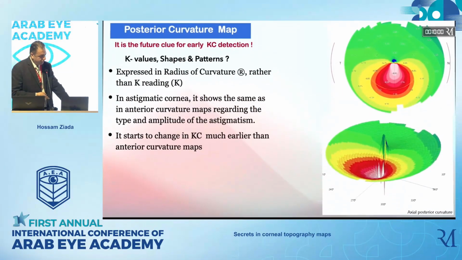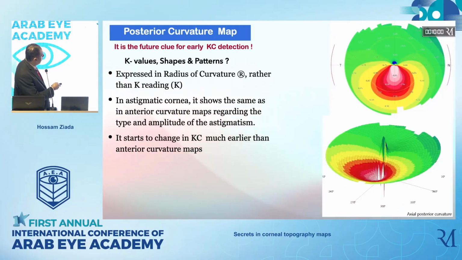Let's go for another example. This is the posterior curvature map for our patient with keratoconus. And actually, this is the 3D map of the same patient. You will find here that there is a great difference between the superior and the inferior points. And here, this is the explanation.